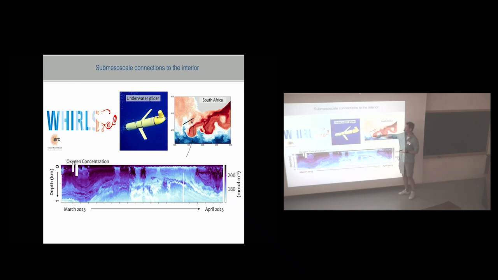Okay, we're on the northern boundary of the ACC here, and we haven't worked up this data properly yet, but we had some gliders here in the Cape Basin, just south of Africa. And here's the raw oxygen data. Here we've got it plotted as a function of depth.